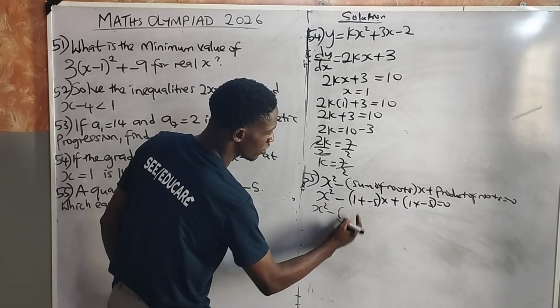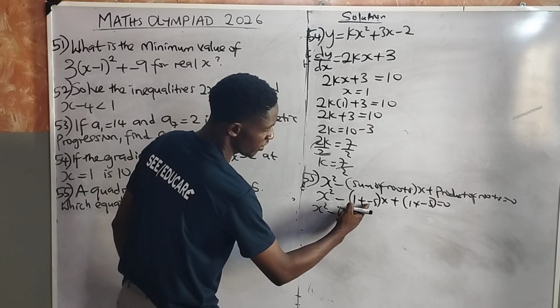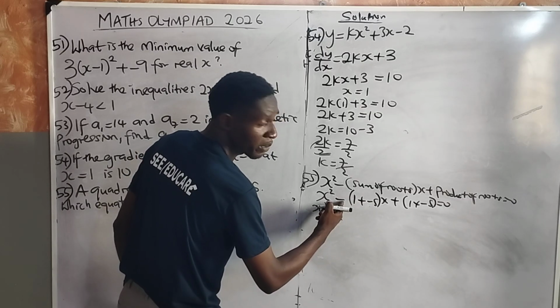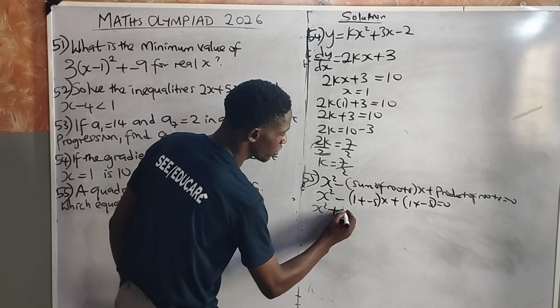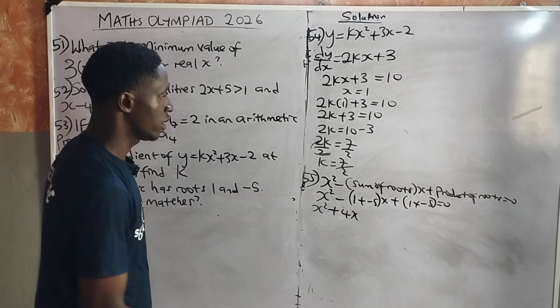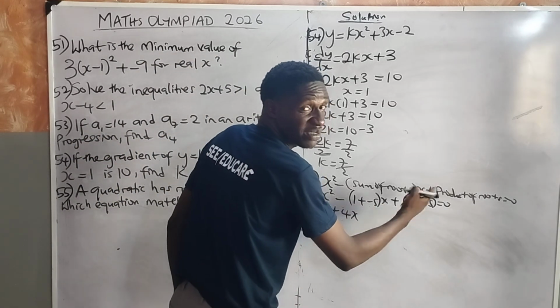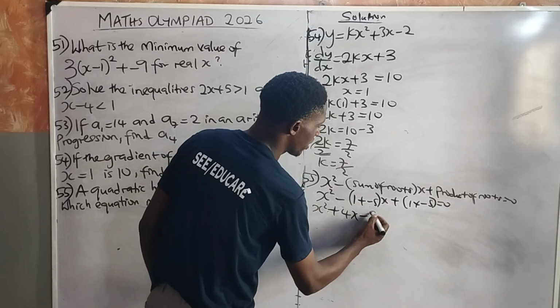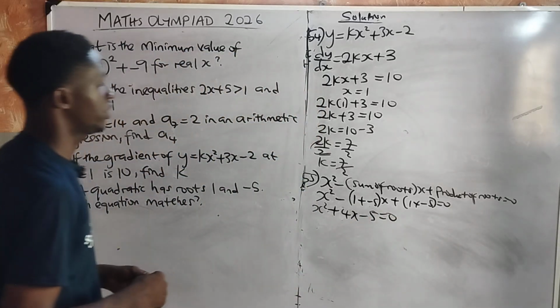x squared minus, 1 plus minus 5 is minus 4. Minus 4 times minus is plus 4, so we have plus 4x. Then we have 1 times minus 5 is minus 5. Minus 5 times plus is minus 5, equal to 0. And that should be the answer.